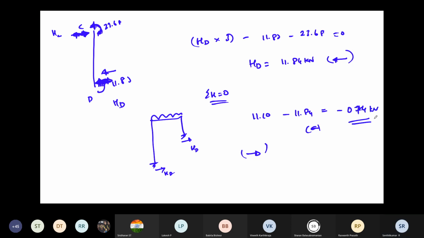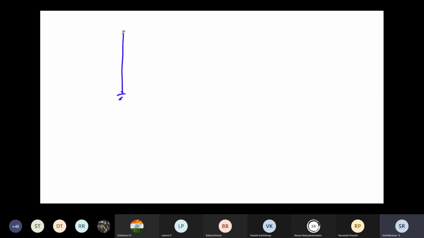The difference is there. But if you analyze the frame properly, the difference should not be there. Summation of H should be 0, right? So what is the meaning here is, this is the unbalanced force that is developing only due to the sway action. This is only preventing the sway action. If you are giving that 0.74, for example, this is your frame, the HD is how much? 11.84. So your HA is in this direction, how much? 11.10.